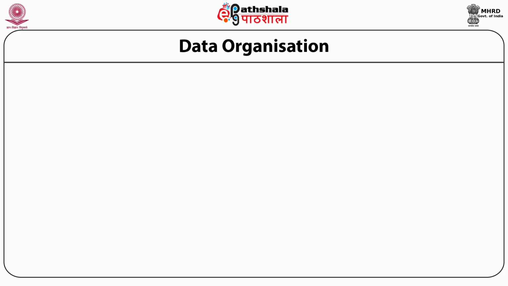Data organization. The data is organized on storage medium by two methods. The first one is sequential organization of data. Then the second one is direct or non-sequential organization of data. In the next few slides, we will be discussing in detail sequential and non-sequential organization of data. So students, as we know, there are two kinds of data organization. We have sequential organization and then we have non-sequential organization.